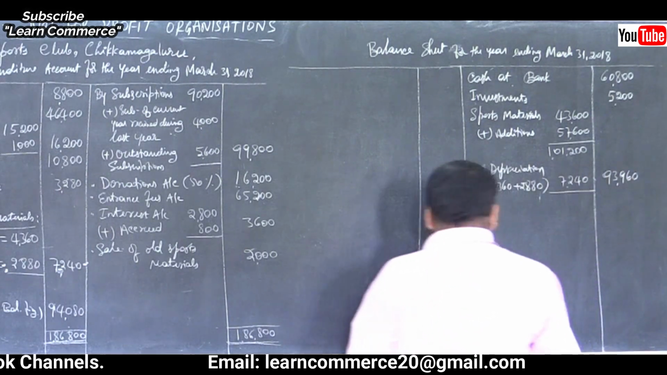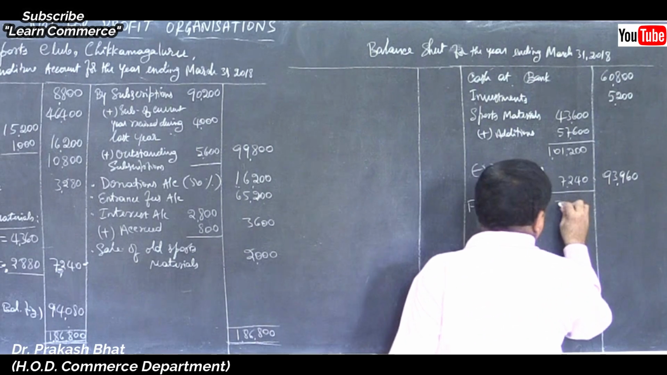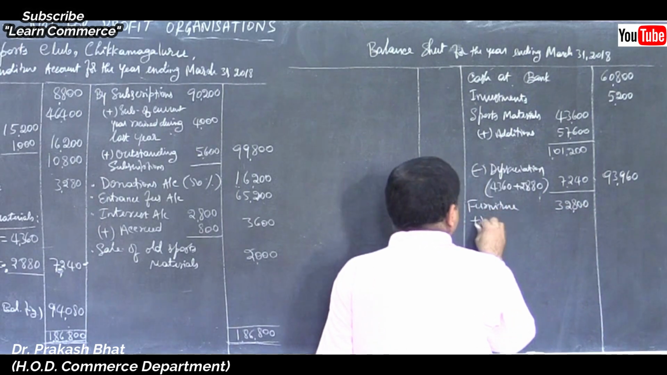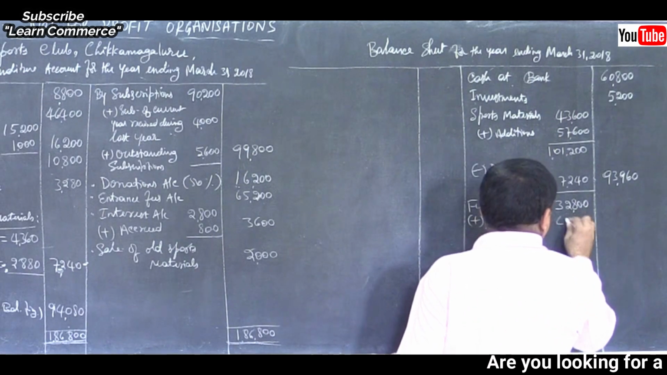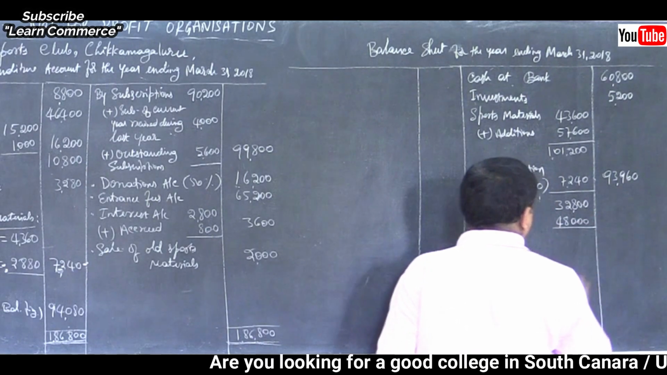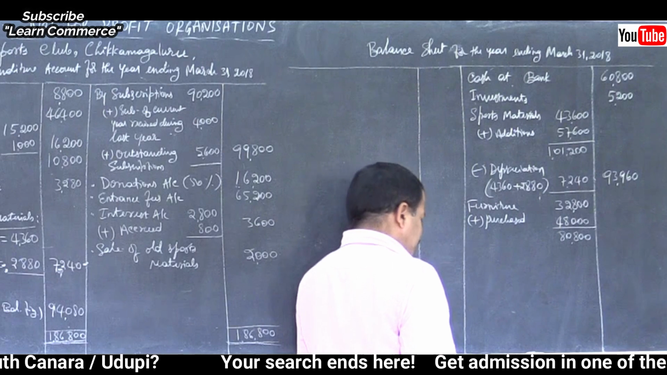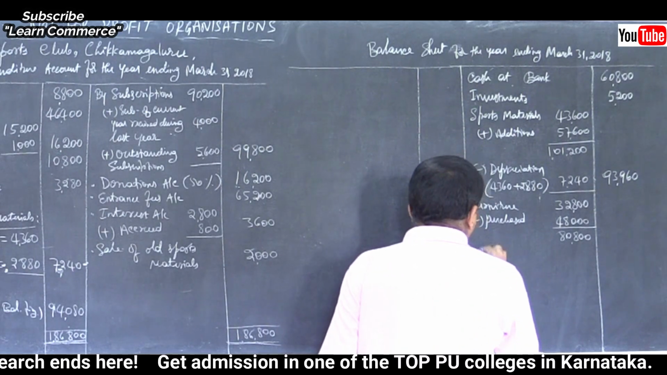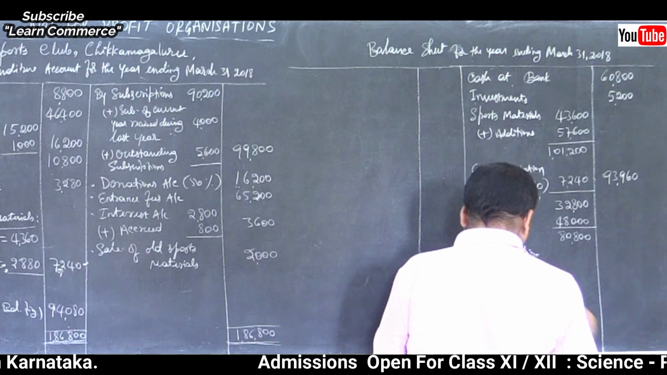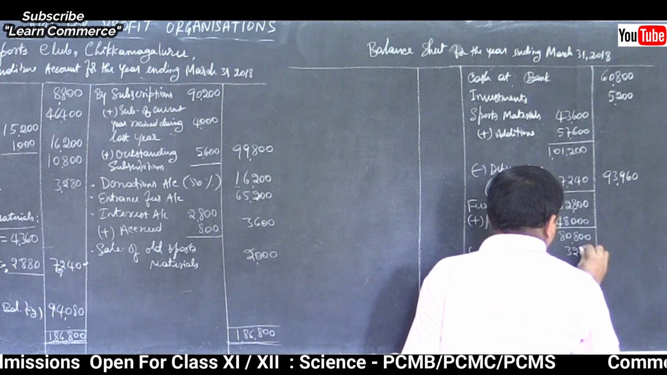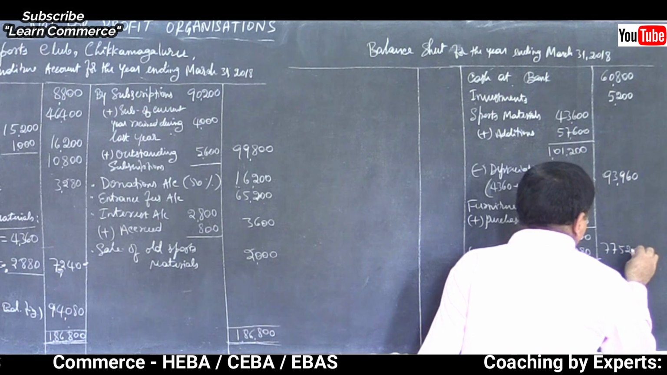Yes, then furniture 32,800. Inner column there is adjustment. Add purchased. How much? 48,000. Total 80,800. Minus depreciation 3280, only on the opening balance of furniture. Right, in outer column 77,520.